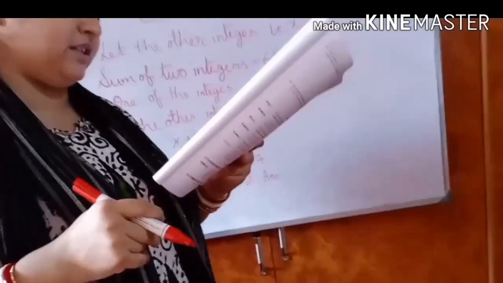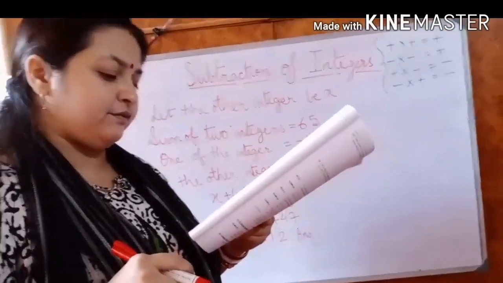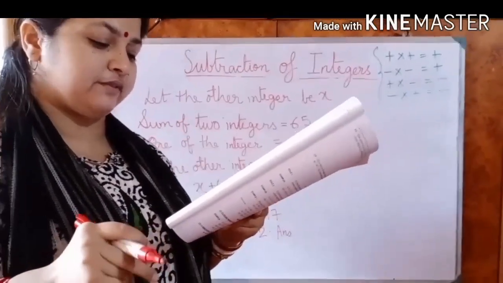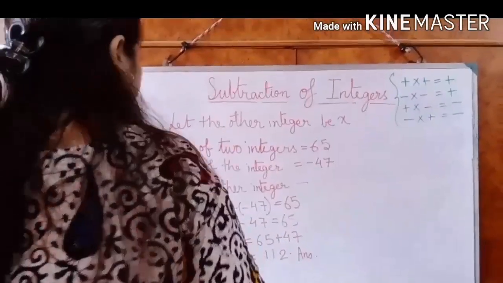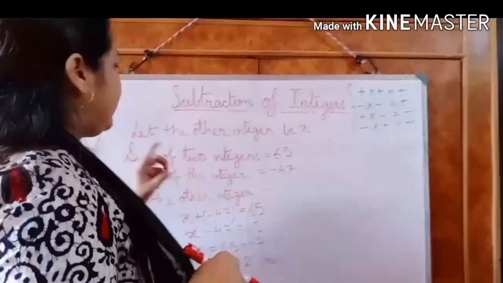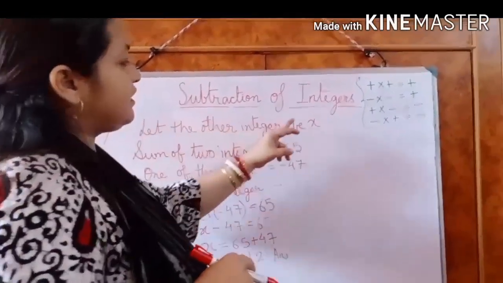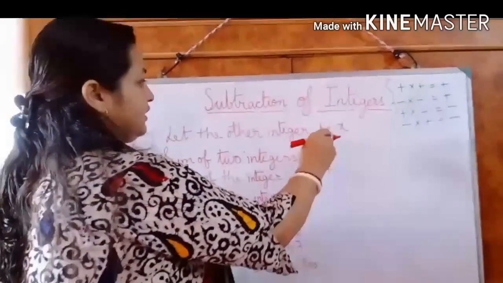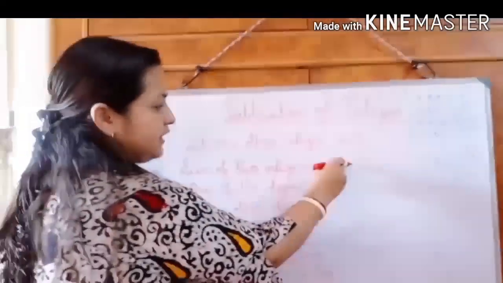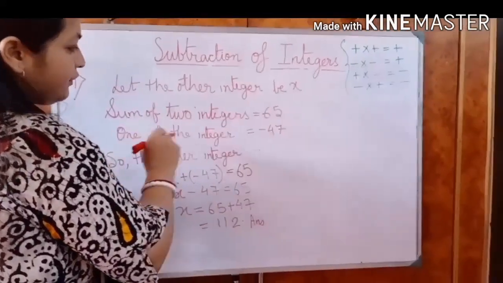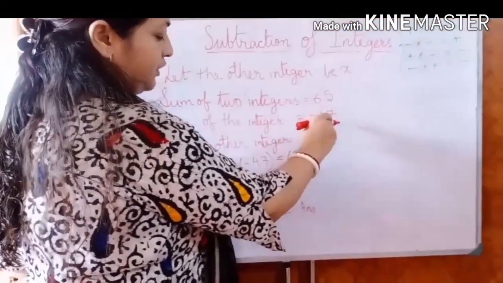The sum of two integers is 65. If one of the integers is minus 47, find the other. So what will we do? We don't know one of the integers, right? So let us imagine that integer to be x. The sum of the two integers is 65, it is given to us, and one of the integers is minus 47.